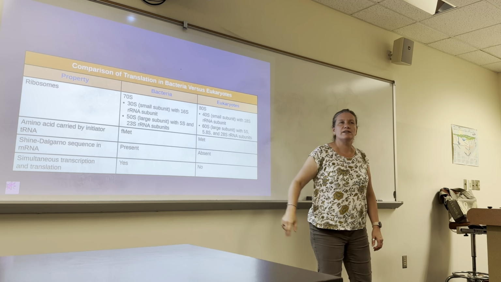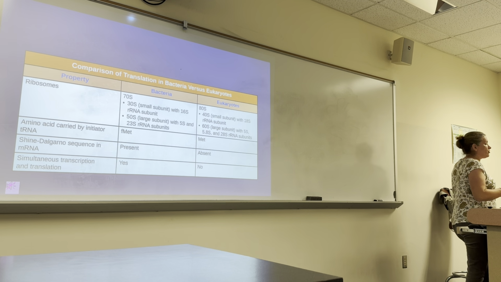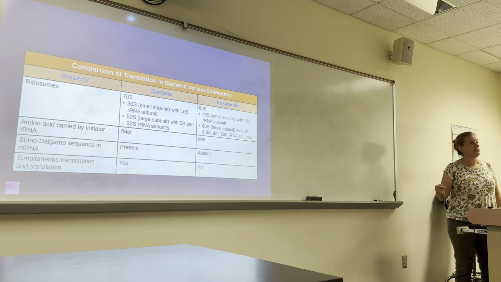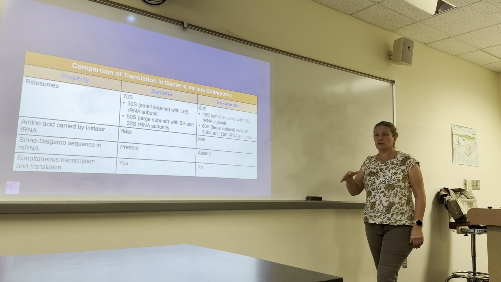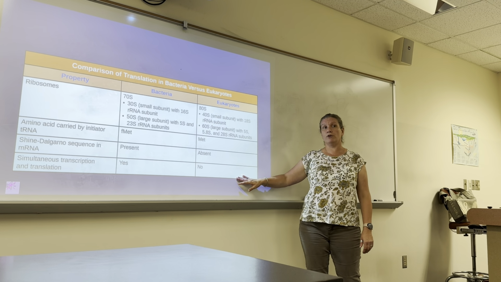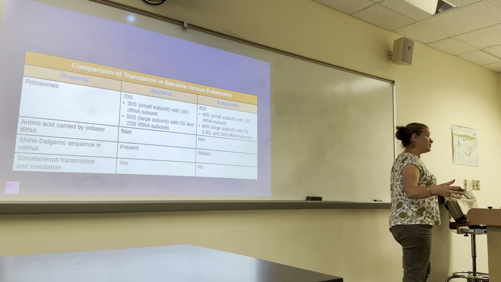Simultaneous transcription and translation, you can have that occur in the bacterial cells because of the DNA being in the cytoplasm. This is what we had talked about right before the break. You don't see that in eukaryotic cells because transcription occurs in the nucleus and translation occurs in the cytoplasm. So they can't happen at the same time for a eukaryotic cell.